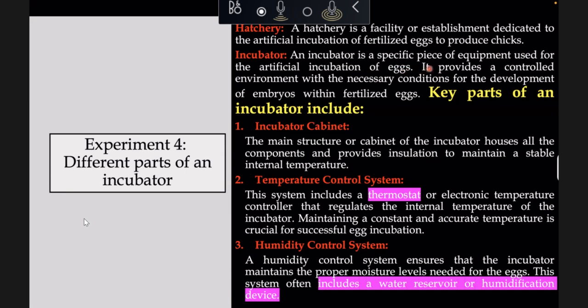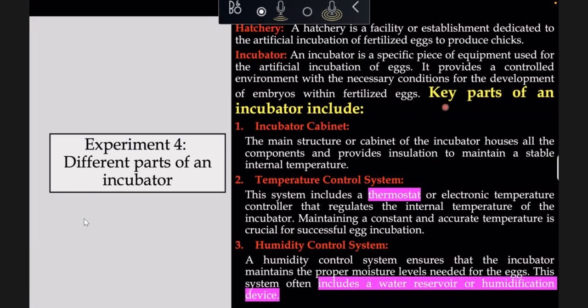And how is the incubation done? By providing a controlled environment: the temperature, humidity, airflow, turning, etc., so that the embryo can develop within the fertilized egg. আমরা এমন condition দেই so the embryo can develop within the fertilized eggs.